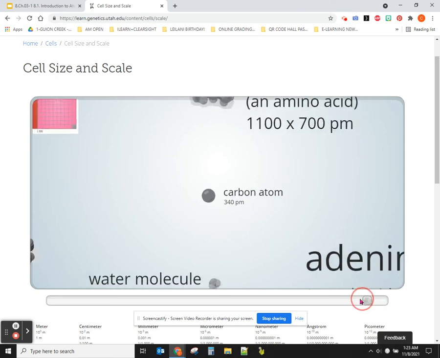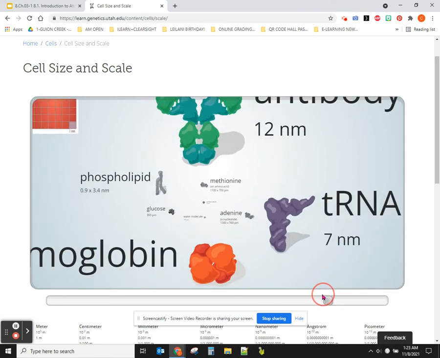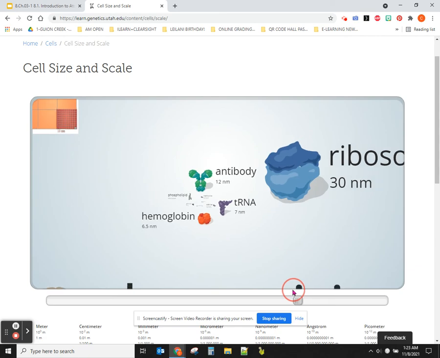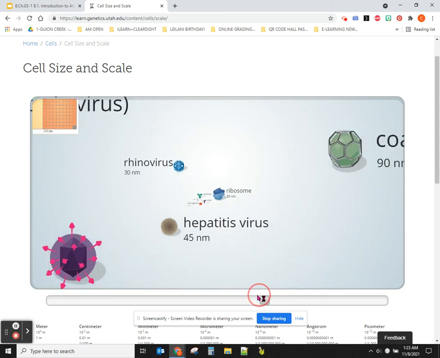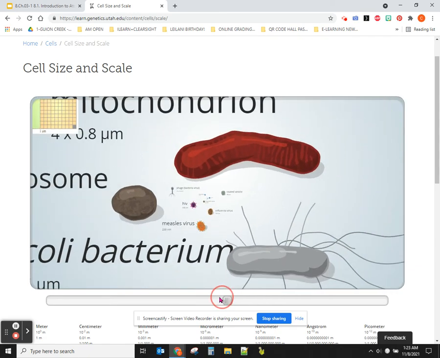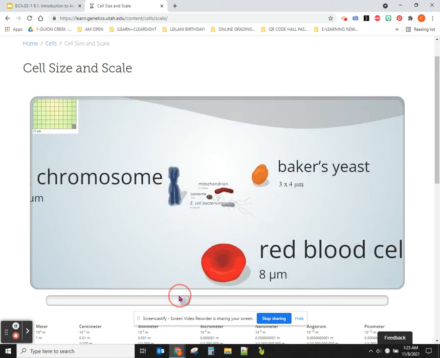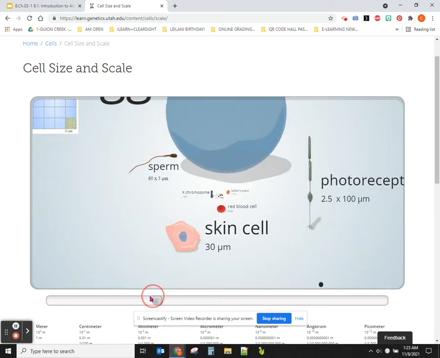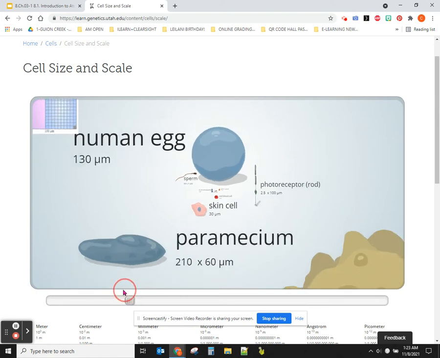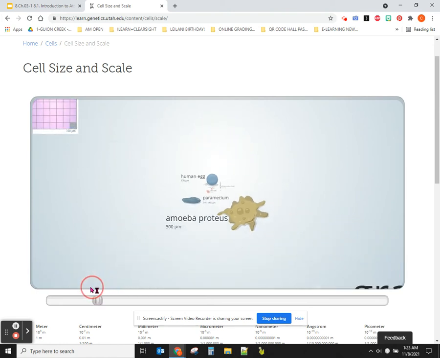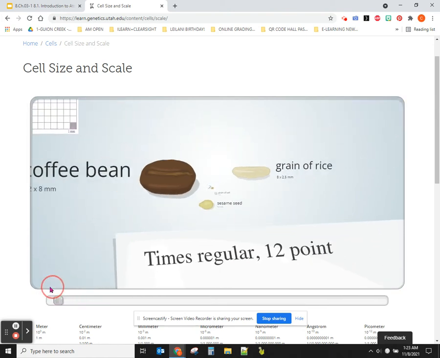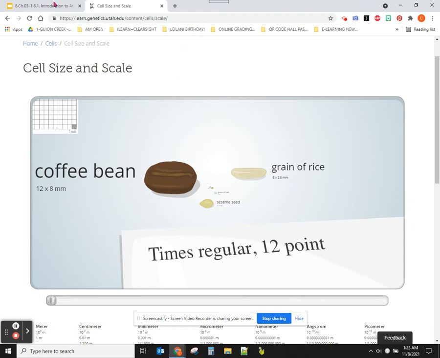So let's zoom back out. The carbon atom, look at it. Now you can't even see individual atoms. Ribosomes, which are so tiny, viruses. Now the viruses are too small, and now the bacteria are getting too small, and now we're getting to where we can see things. So that's what we're talking about. That's how tiny.